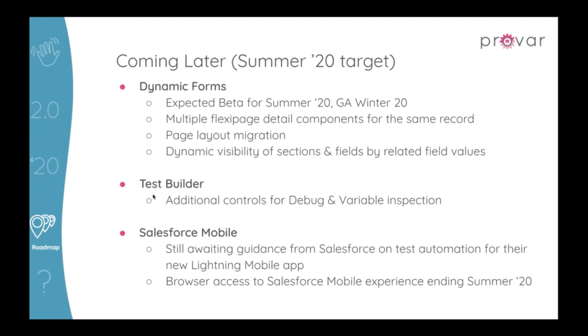In terms of Salesforce Mobile, we're still awaiting guidance from Salesforce on their recommended test automation for the new Lightning Mobile application. But they have announced that the browser access for the original Salesforce Mobile experience will end with the Summer 20 release. So we can expect to hear something in the next 3 months about that.